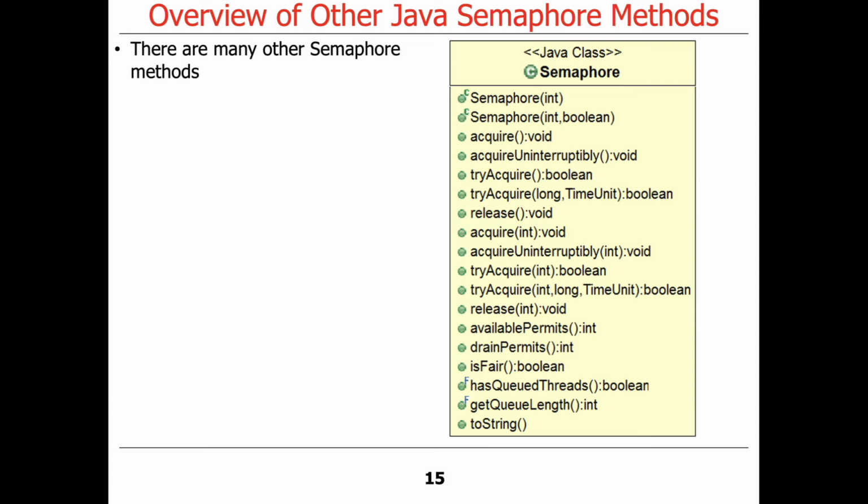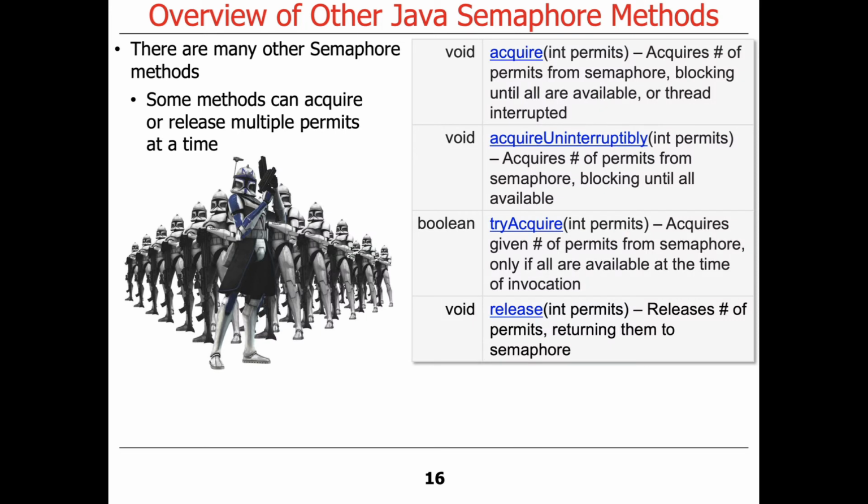There's boatloads of other semaphore methods above and beyond the 4 that I just showed you. To do your assignment, you really only need a handful of these. You need to know acquire, the non-interruptible acquire, the interruptible acquire, and release. That's all you need to know for the assignment. But there's also a lot more methods.